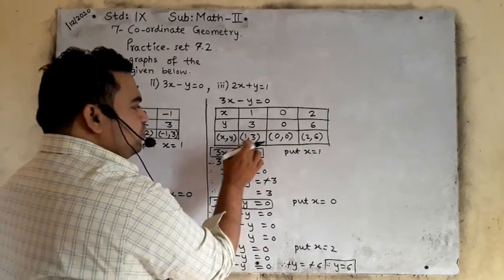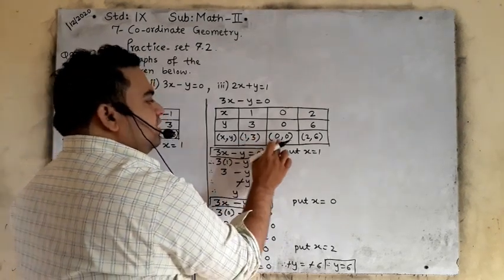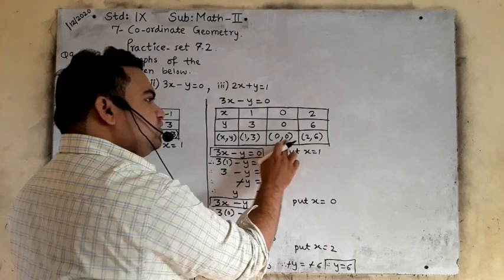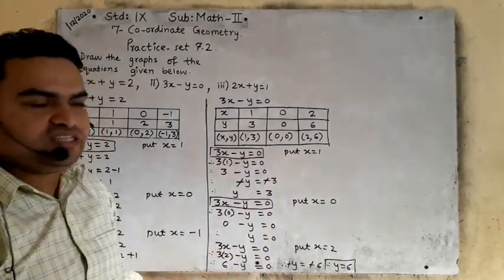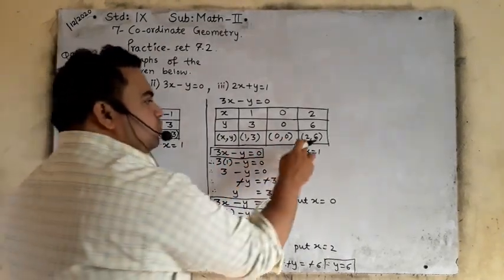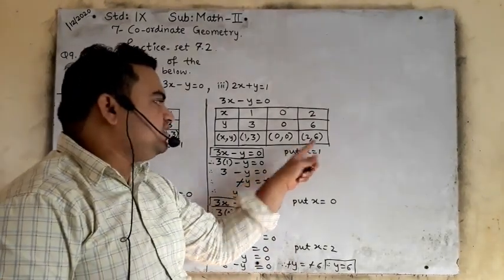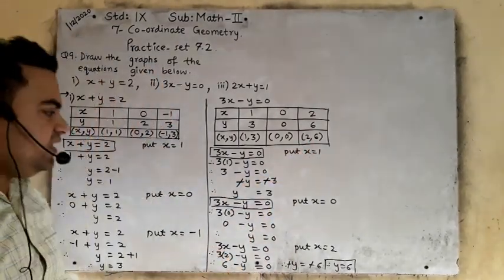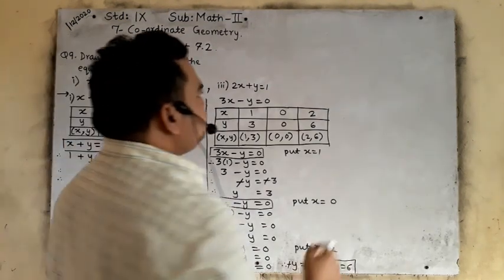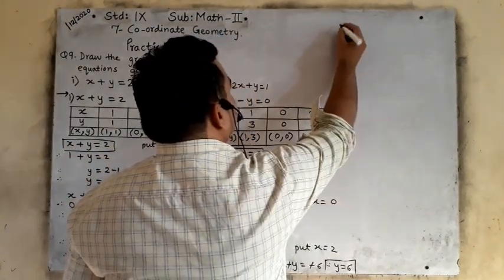You will plot this point, x is 1, y is 3. x is also 0, y is also 0. It means this point will be at the origin. 2, 6 means x coordinate is 2 and y coordinate is 6. So like this you will solve the third one as well.